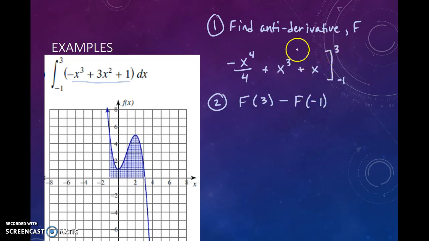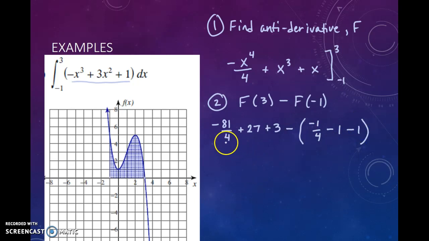So I'm going to plug 3 into this function. I get negative 3 to the 4th, which is negative 81 over 4, plus 27, plus 3. And now I'm going to subtract, and I'm going to plug negative 1 into this function. So I have negative 1/4, and then negative 1, and then negative 1.